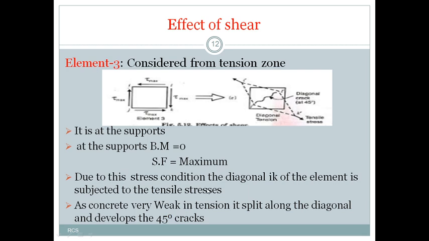So due to this condition of stress, the diagonal IK of the element is subjected to tensile stress. Already explained that. As concrete is very weak in tension, it is split along the diagonal and develops a 45 degree crack. Though the concrete is strong or has more shear strength, because of the shear force, tensile forces are developed. Due to the tensile force, tensile stresses are developed. So concrete is very weak in tension. That's why it is splitting into two parts and forming a diagonal crack for this particular element of a beam.